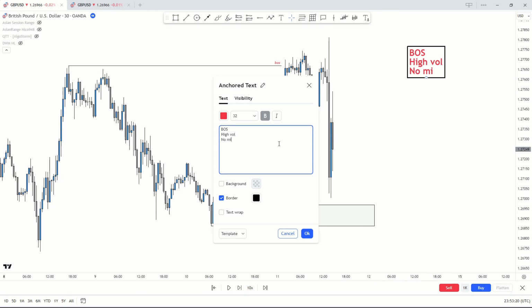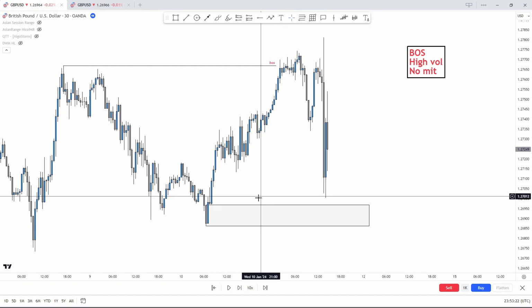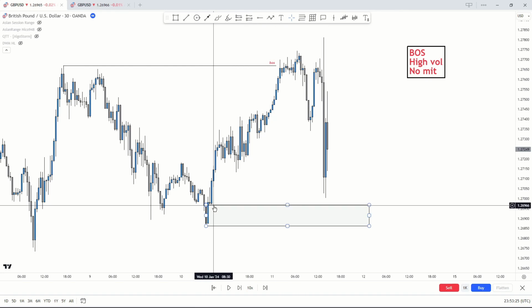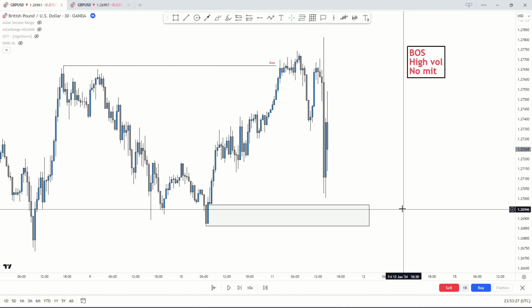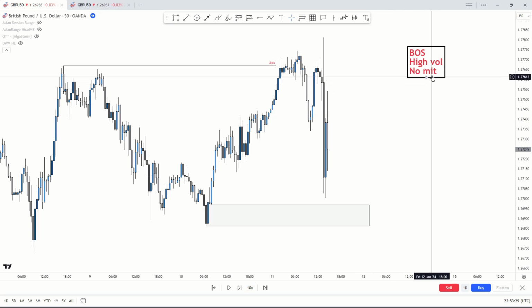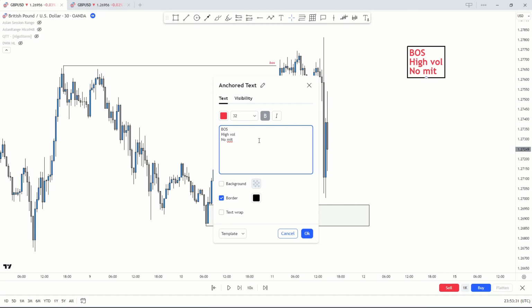Obviously, the zone cannot be mitigated, right? And we can see here that there are no wicks back into the zone. This zone is completely unmitigated at this point. Very simple. Now we look for our higher probability rules.